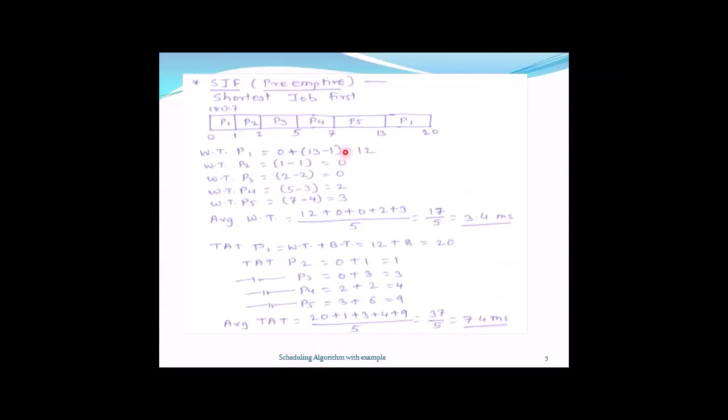Now we'll calculate waiting time same as we discussed. Process P1 is executed in two halves. At first, the waiting time of process P1 is 0. At the second time, when process P1 starts execution, it has been waiting till completion of P2, P3, P4 and P5. It means 13 minus 1.